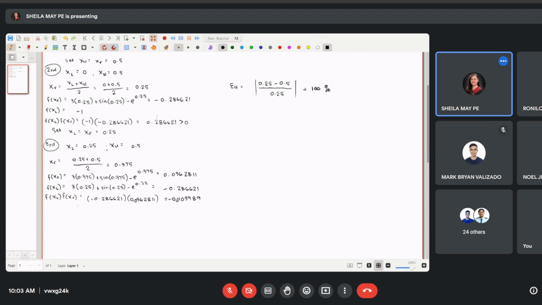0.01, and this is less than 0. So we must set x sub u equals x sub r. So this would be 0.375. That's for our E sub A. So that's 0.375 minus 0.25, 0.375.